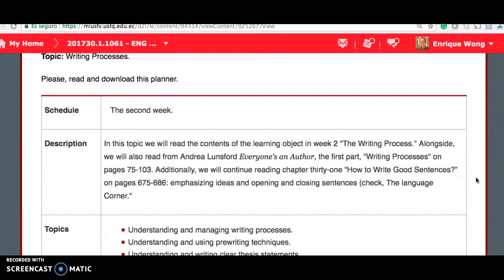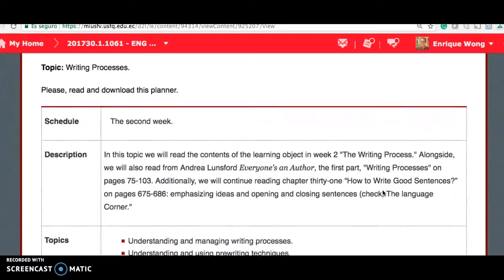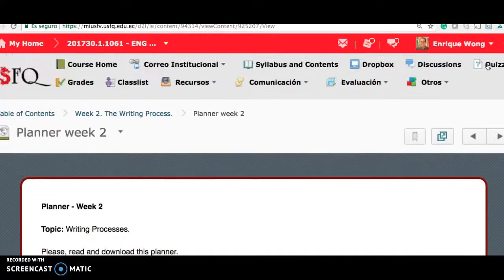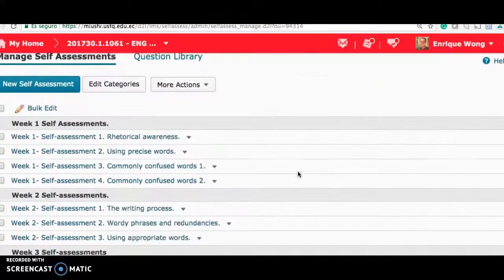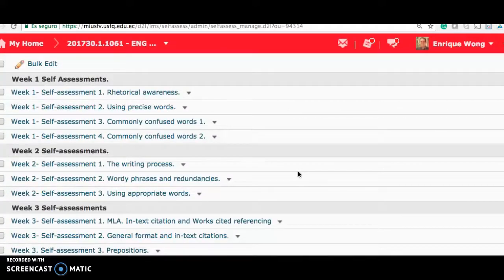You know that you study the material in the language corner, and then you've got to do the exercises and the self-assessment. You go to the self-assessment link, and you have all the exercises for the week. In this case, you have to do 3 exercises. One about the writing process.